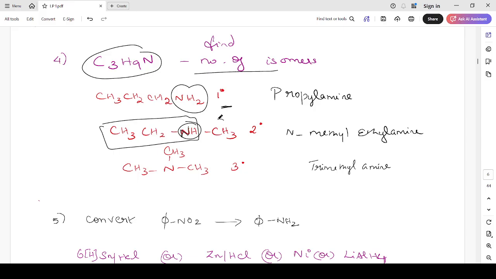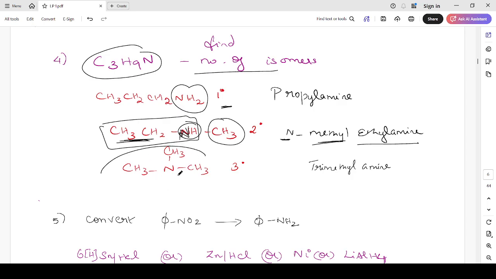To this nitrogen, methyl is attached. So, what it has got with N. So it's N-methyl ethylamine. Two CH3s are there. And here it is a tertiary amine. So it's a trimethylamine.